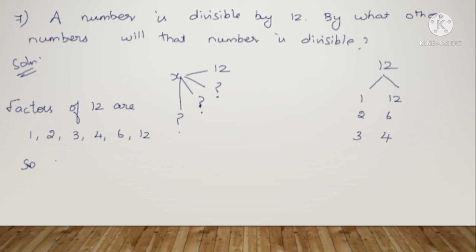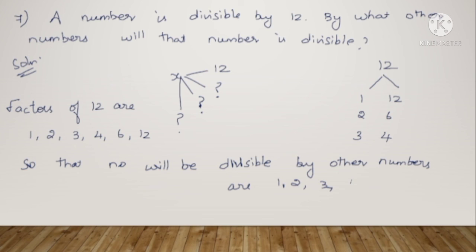So already x is divided by 12. So what are the other numbers? The other numbers which divide 12 are 1, 2, 3, 4 and 6. Okay, already 12 is dividing. So we just write the other numbers. So the other numbers will be 1, 2, 3, 4, 6.